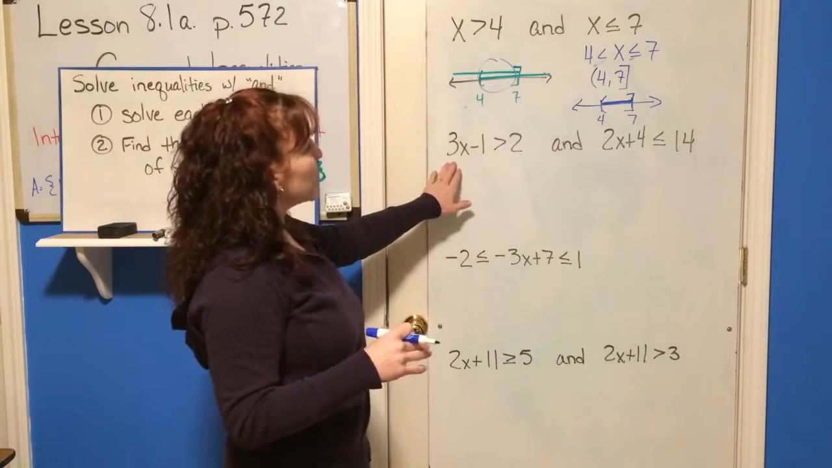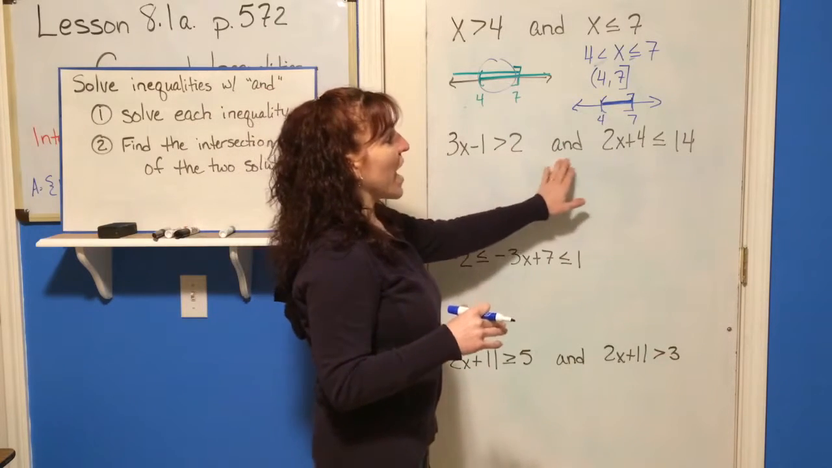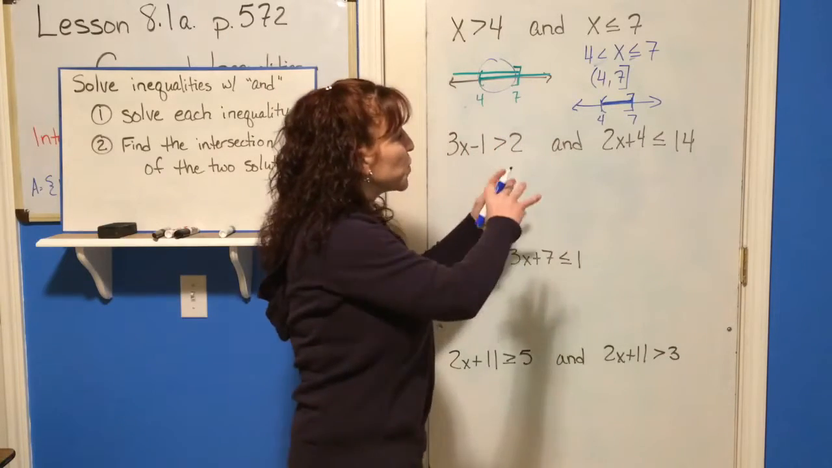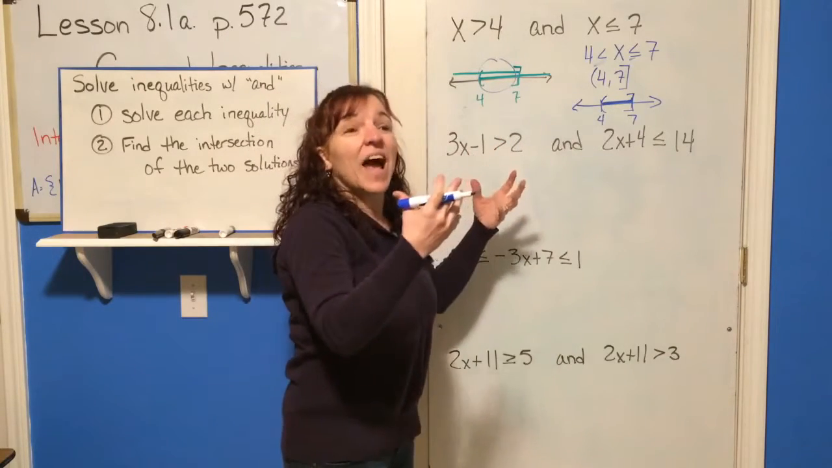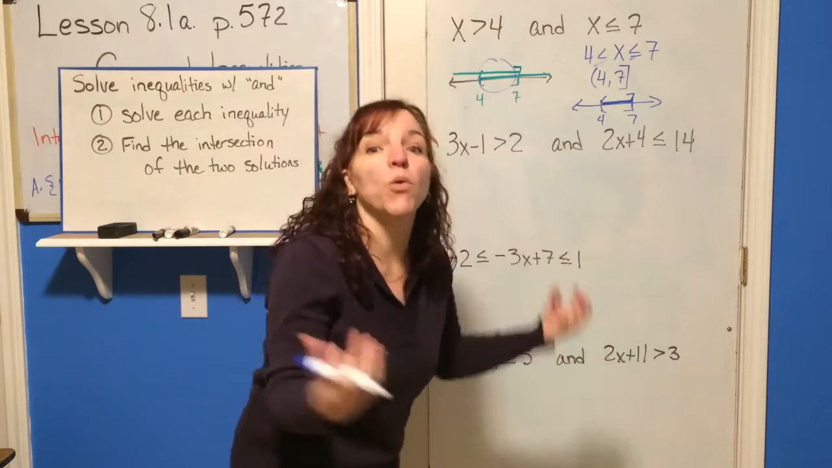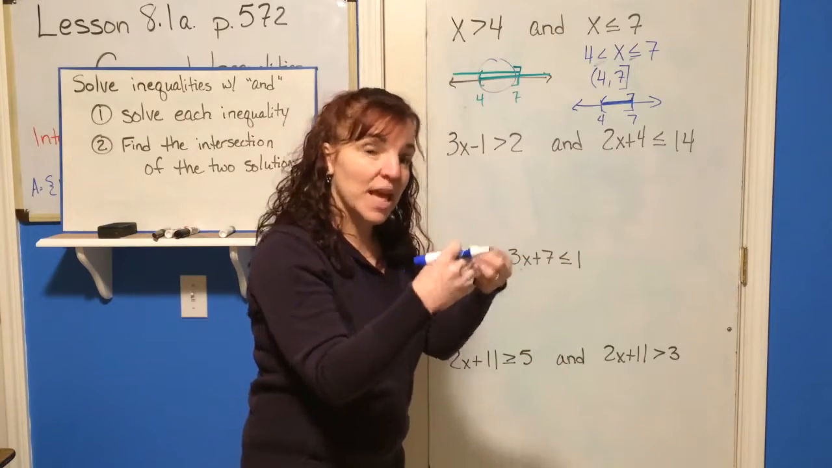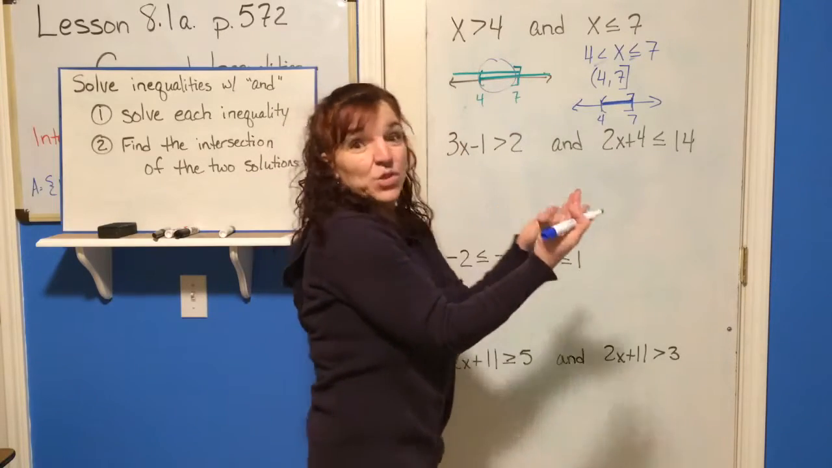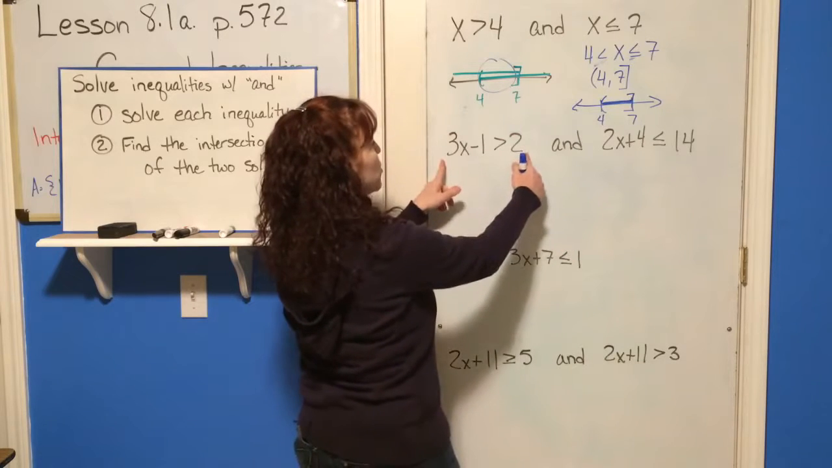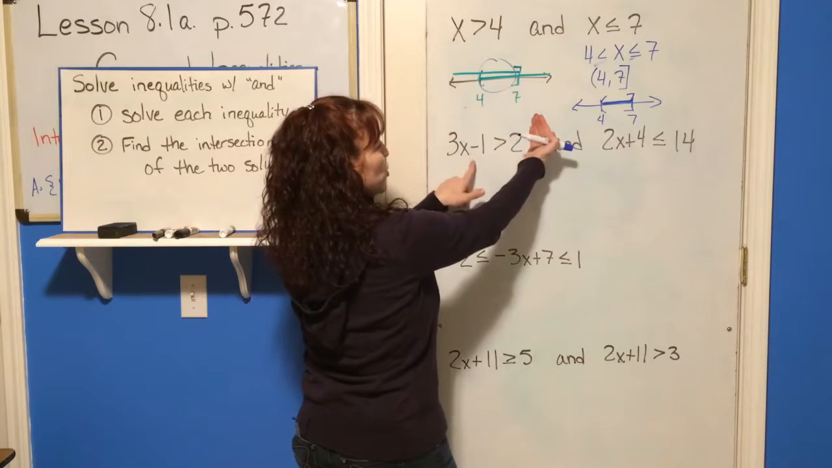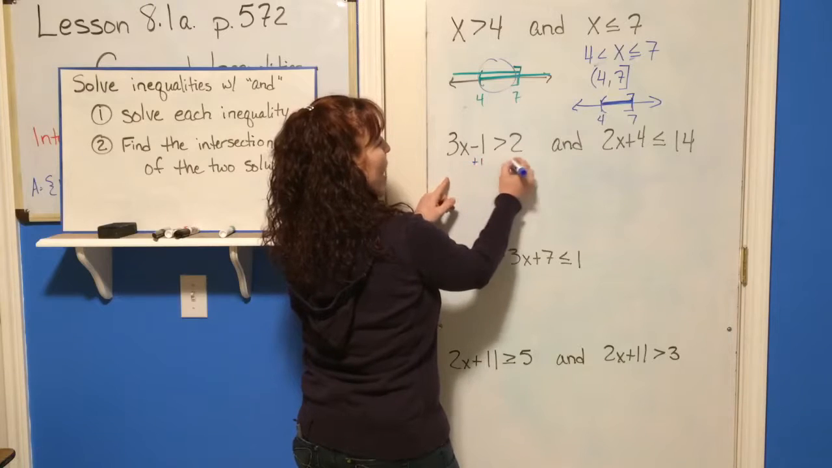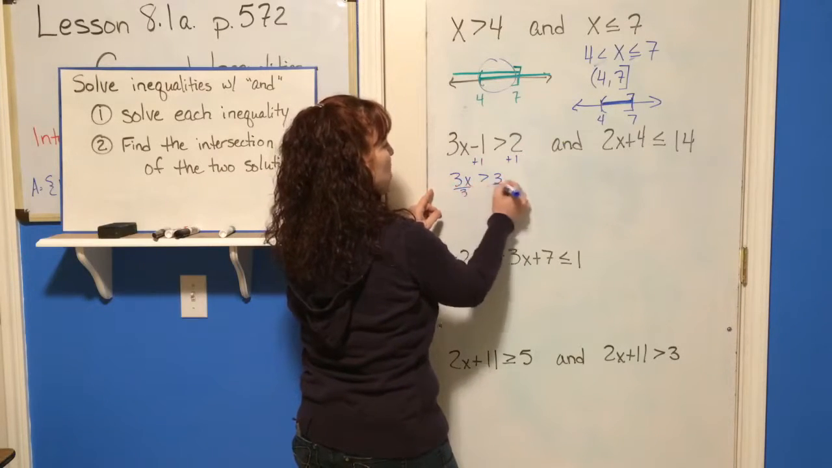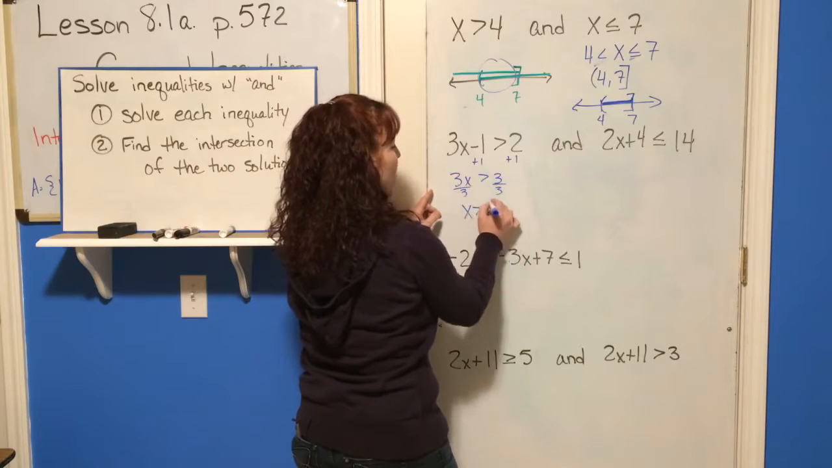So I've got 3x minus 1 is greater than 2, and 2x plus 4 is less than or equal to 14. Both of these we're saying, I want the answers to both of them on the same graph or in the same answer. So you need to find out the answers to each of them separately. Let's do that. To solve for x, we're going to get x alone, so add 1 to both sides. 3x is greater than 3, divide by 3. So x is greater than 1. That's part of your answer.